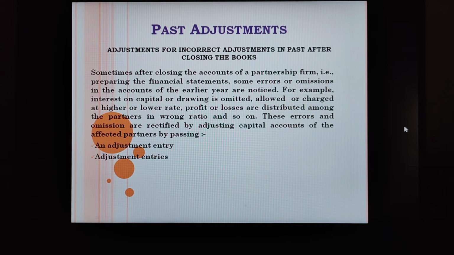So these errors and omissions are rectified by adjusting the capital accounts of the affected partner by passing an adjustment entry or adjustment entries. Class, you can see clearly we have two words, that is an adjustment entry or adjustment entries. That is, it might be possible that there is only one omission, so at that time we will just pass an adjustment entry, and if we have multiple omissions or errors, we will go with adjustment entries.